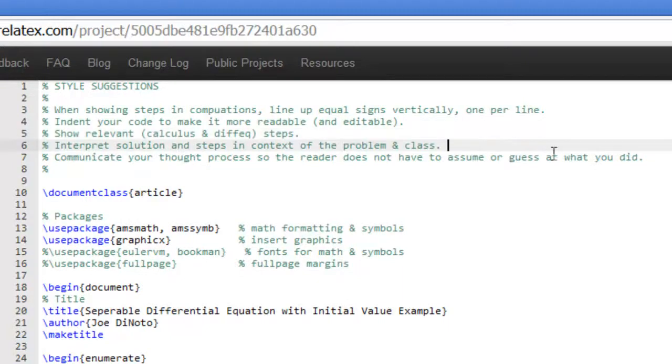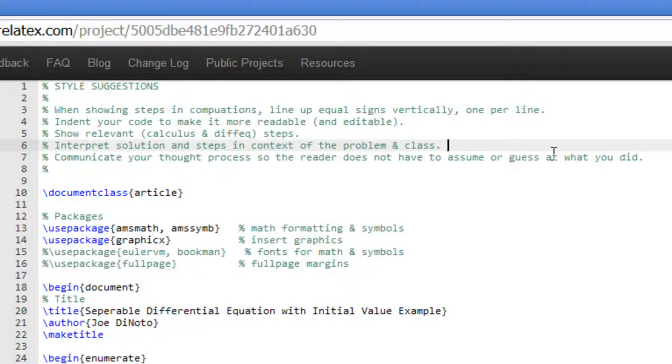And then you want to interpret your solutions and your steps in the context of the problem that you're working on and the class that you're working in. So in other words, you want to talk about why the bounds are where they are, or what this particular graph actually means in terms of the particular problem. Say if there are units involved like time and money, you want to interpret which axis is which and so on.